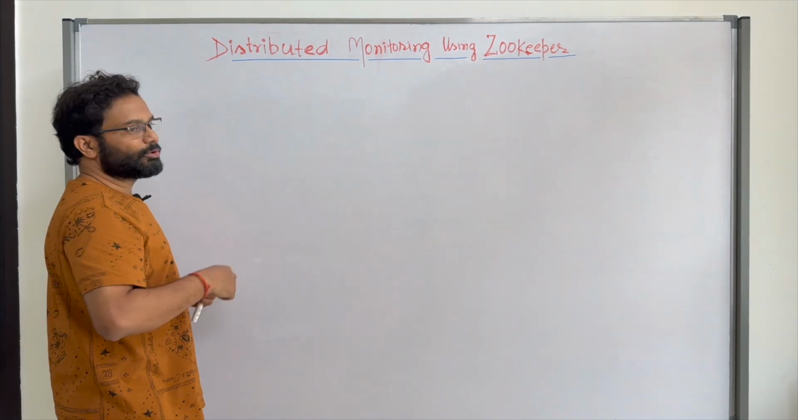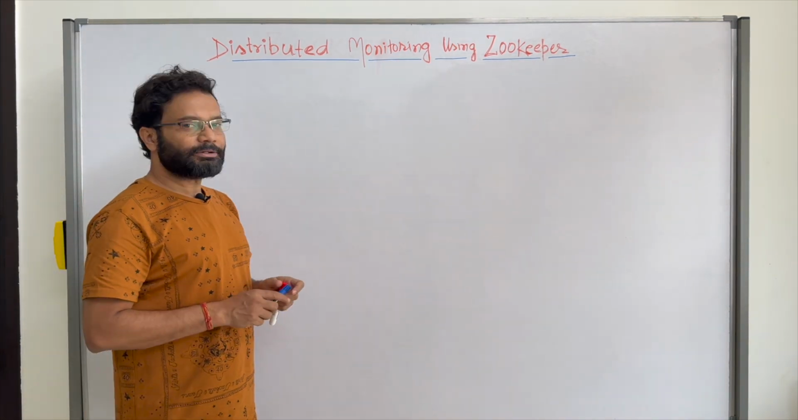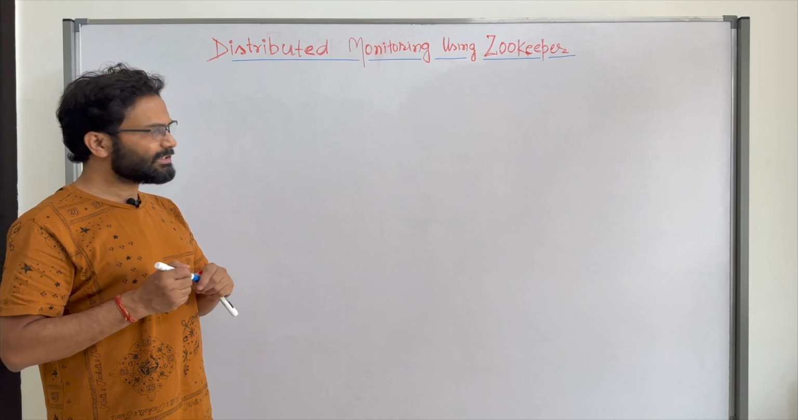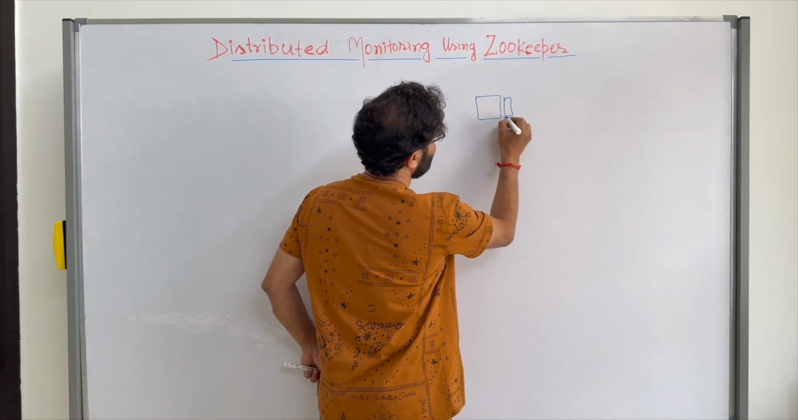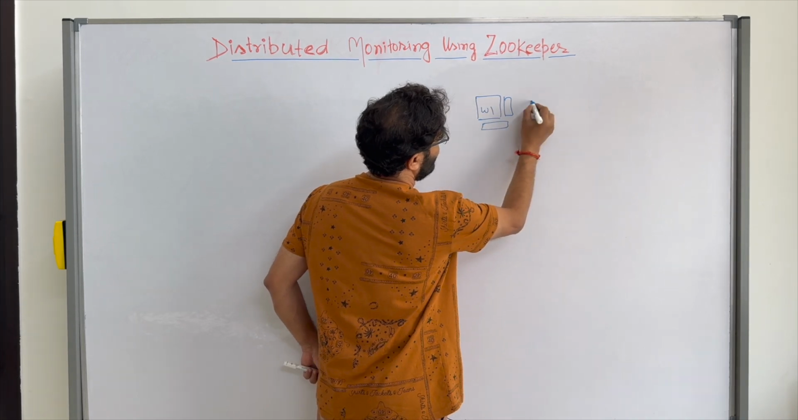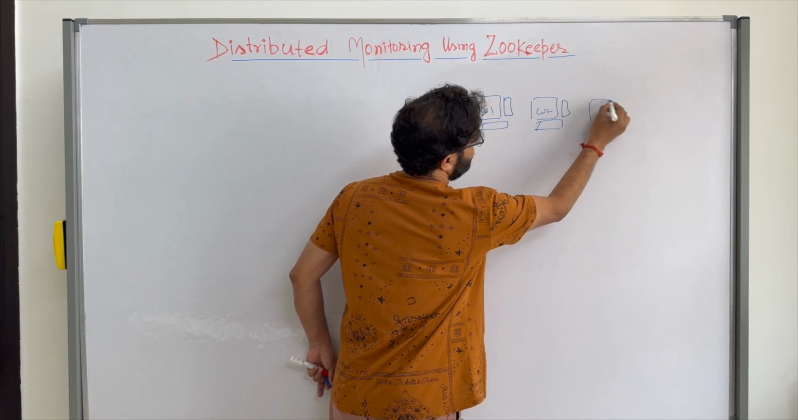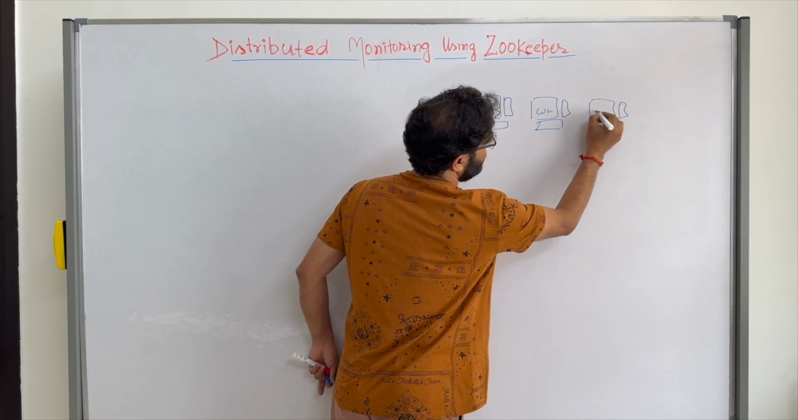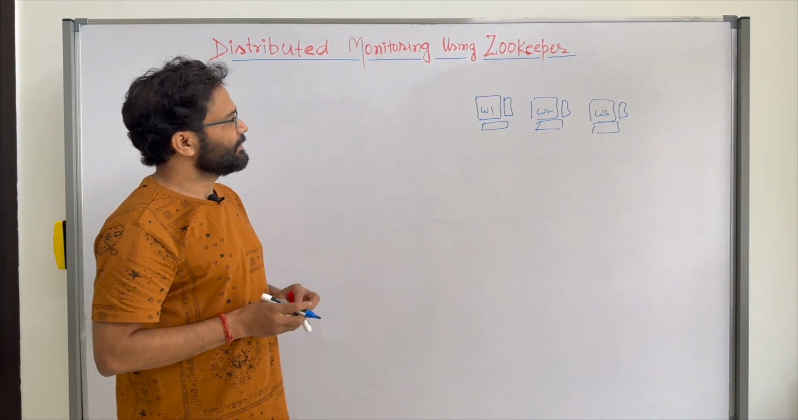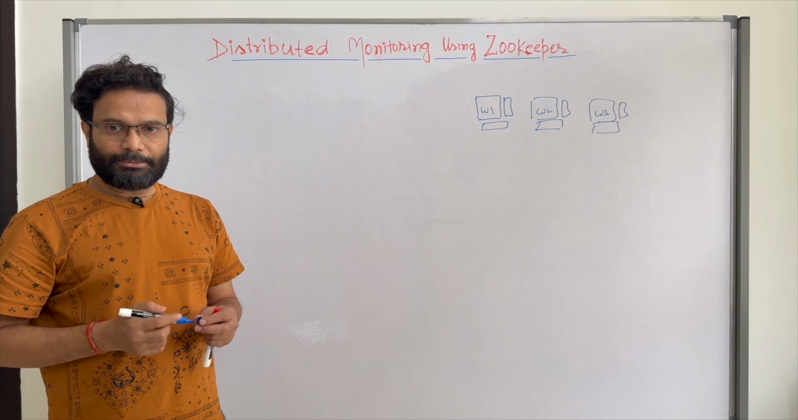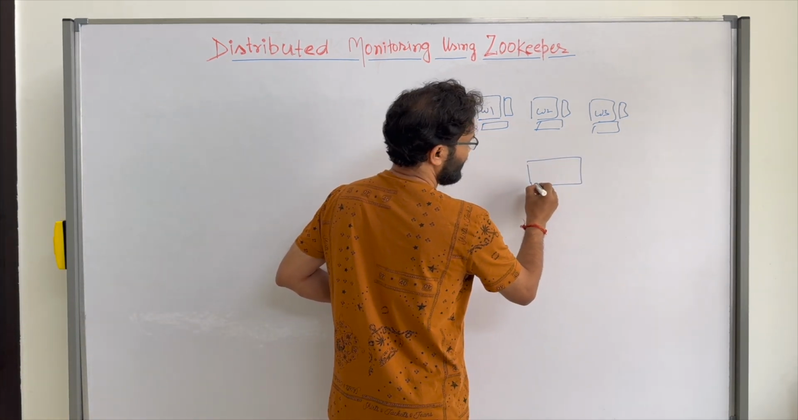That is, how to implement distributed monitoring with the help of Zookeeper. So let us understand the problem. Suppose you have worker nodes, or any desktop or any laptop, and you want to monitor all these three nodes, whether each is up or down. So what you will do is write the code.